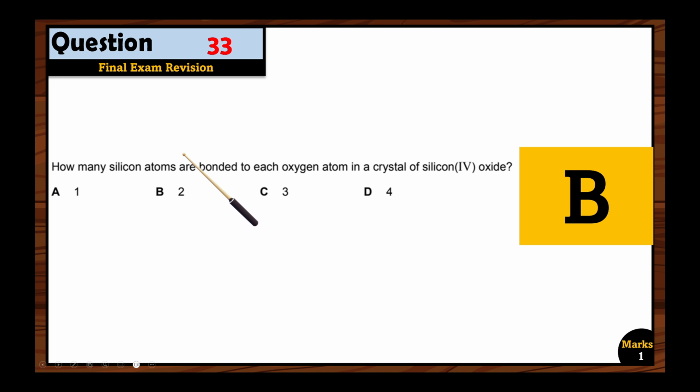So you have to read the question carefully. Actually, they are asking about oxygen here, that each oxygen has how many silicon atoms bonded? Oxygen, of course, needs just 2 electrons. So it means it will bond with only 2 silicon atoms. So option B is right. If they ask how many oxygen atoms are bonded to each silicon atom, then option D will be right. That is 4. Okay.